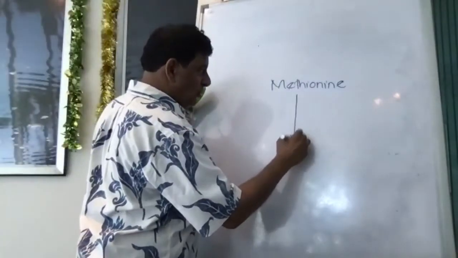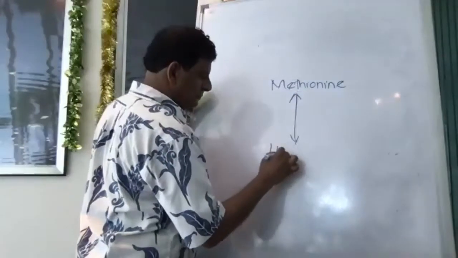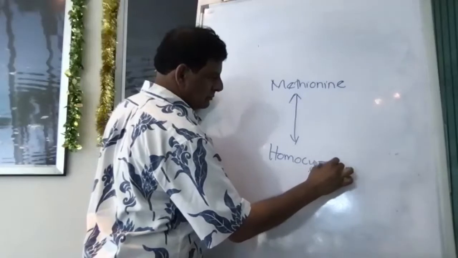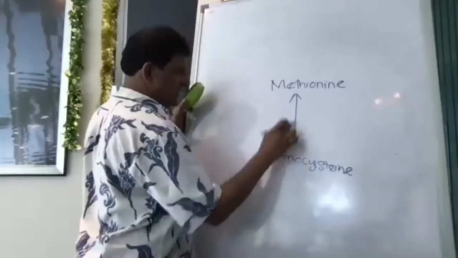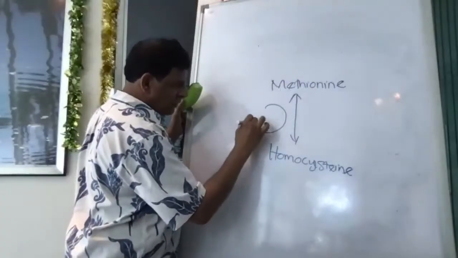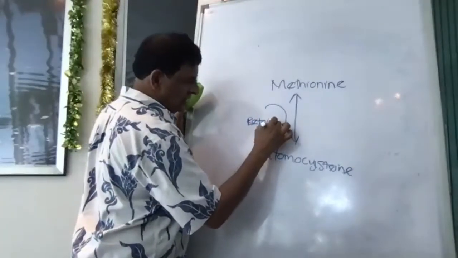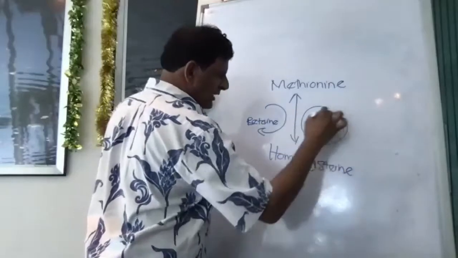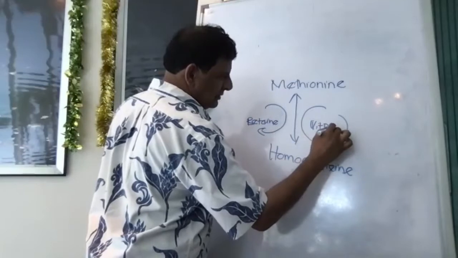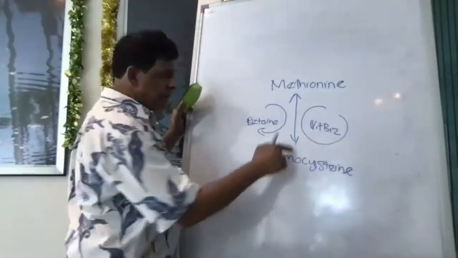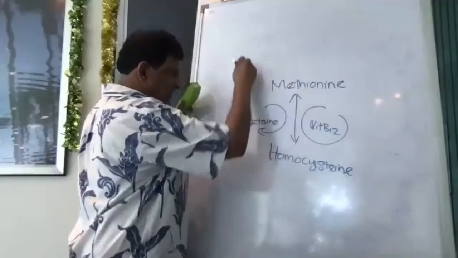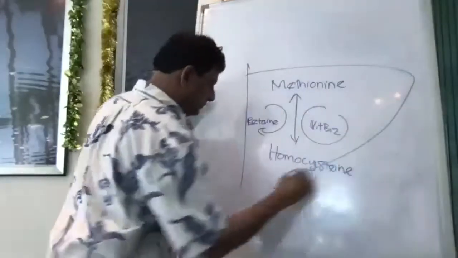Methionine converts to homocysteine. Homocysteine can convert back to methionine and it requires betaine, and your test shows betaine deficiency. It also shows B12 deficiency. Am I right? That means homocysteine cannot convert back to methionine. This is fatty liver.